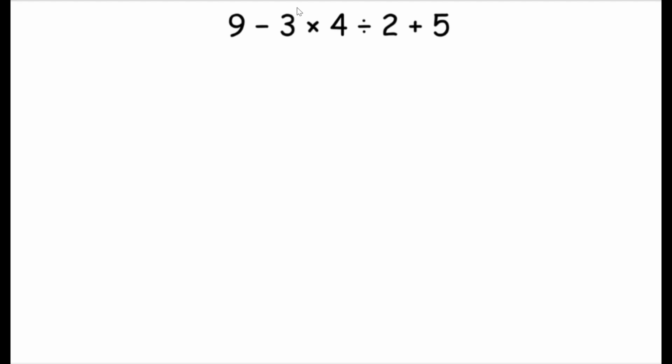The only rule here is no calculator, but if you can figure this out, go ahead and put your answer in the comment section. I will show you the correct answer in just a moment. And of course, I will walk through exactly how to solve this problem step by step.